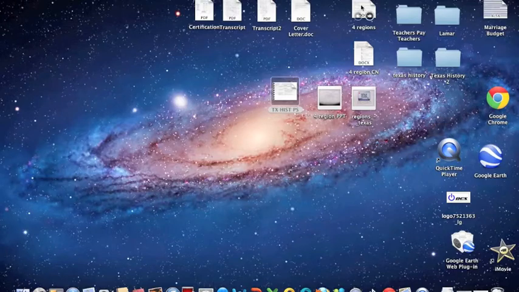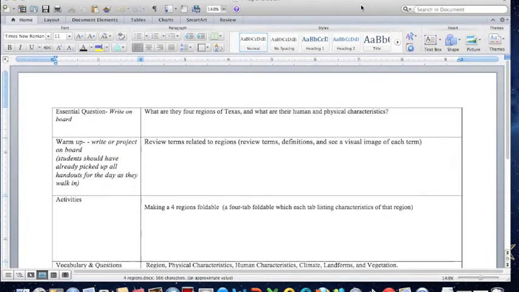We have a template that we make our lesson plans in, and as I click on that, we start off by making an essential question for the day that the students will know the answer to by the end of class. My essential question is, what are the 4 regions of Texas and what are their human and physical characteristics? After that, we're going to start with the warm-up.